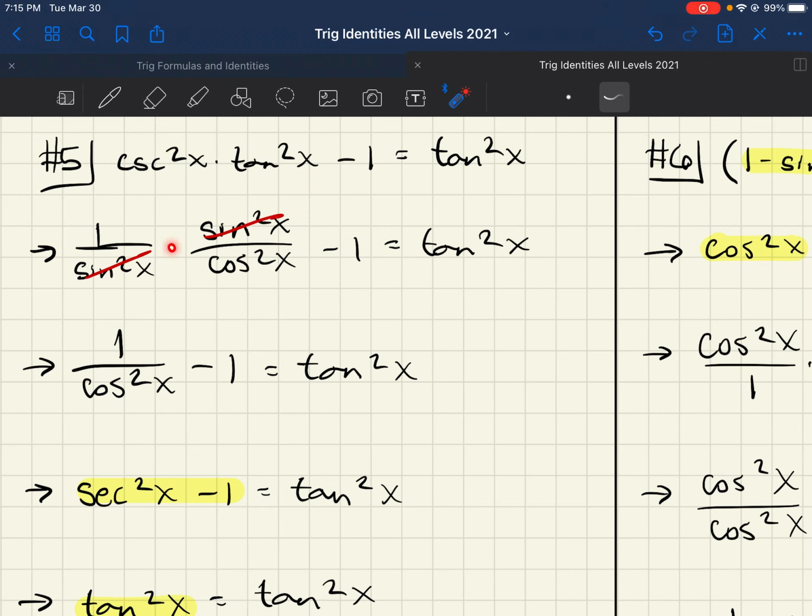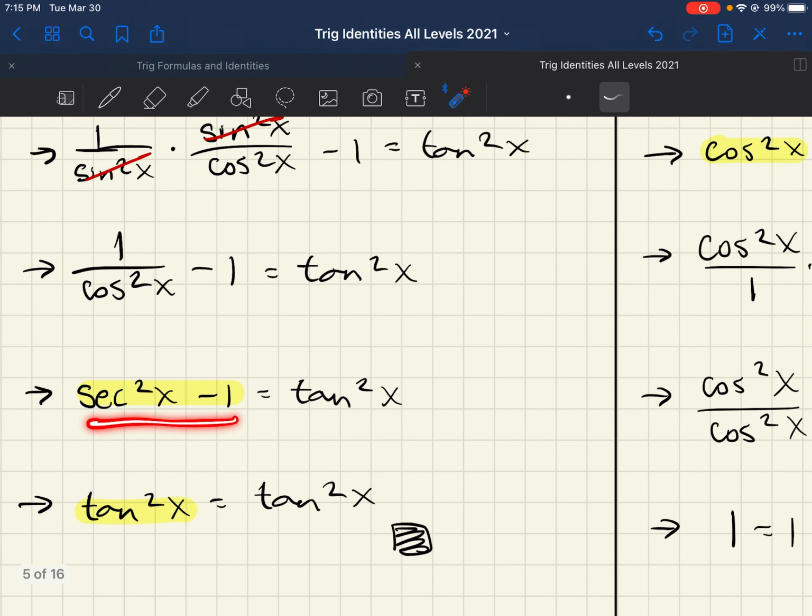Since these are multiplying together, we can cancel between the numerator and denominator. That's going to leave us with 1 over cosine squared minus 1 equals tangent squared. Now, 1 over cosine squared is secant squared. And once we make that little change, secant squared of x minus 1 is an identity, and secant squared of x minus 1 is tangent squared of x. And that's exactly what we wanted to prove anyway.